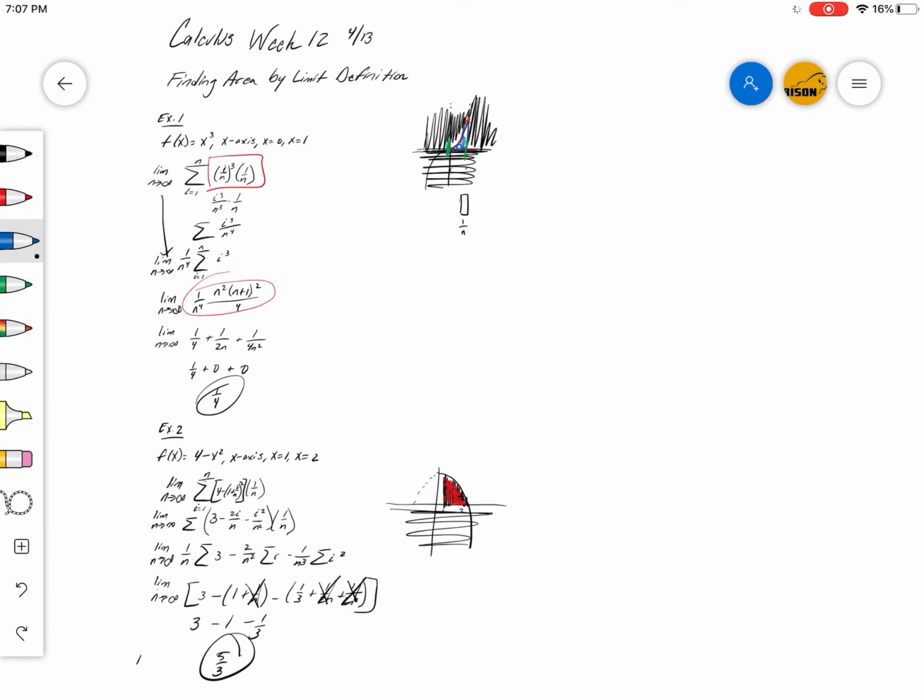Let's go with page 300, numbers 47 through 56. You should be able to handle that. Get it to me by next Monday, and we should be good.